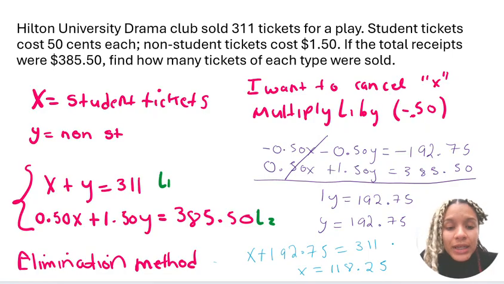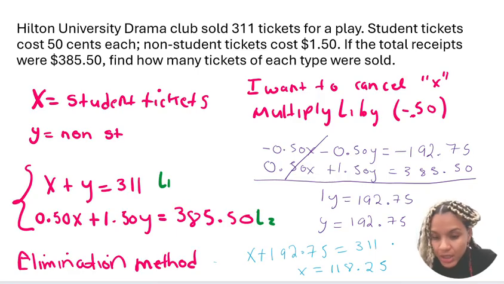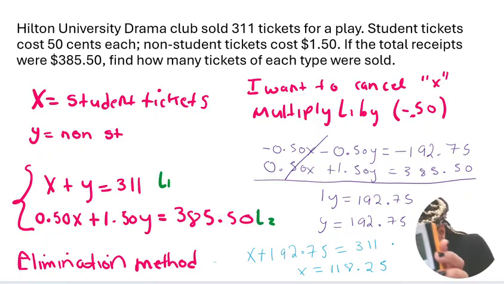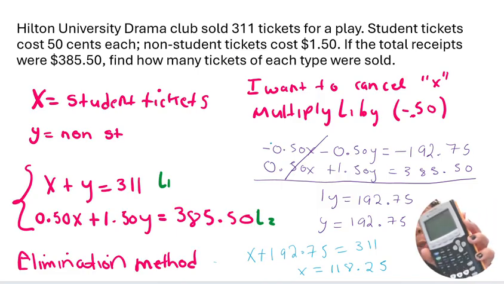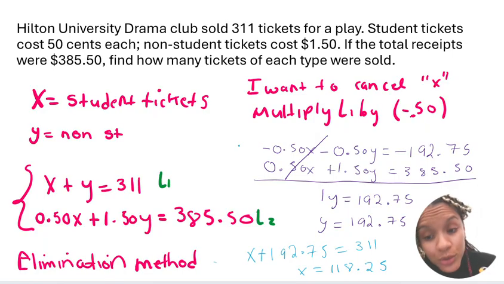I'm not sure if I did this correctly, so I am going to go ahead and use line 1. Substitute the value I got for x, which is 118.25, and add the value that I got for y, which is 192.75. When I add those two, it should equal 311, which it does. You won't be able to see it because the screen froze the moment I stopped writing, but it does equal 311.